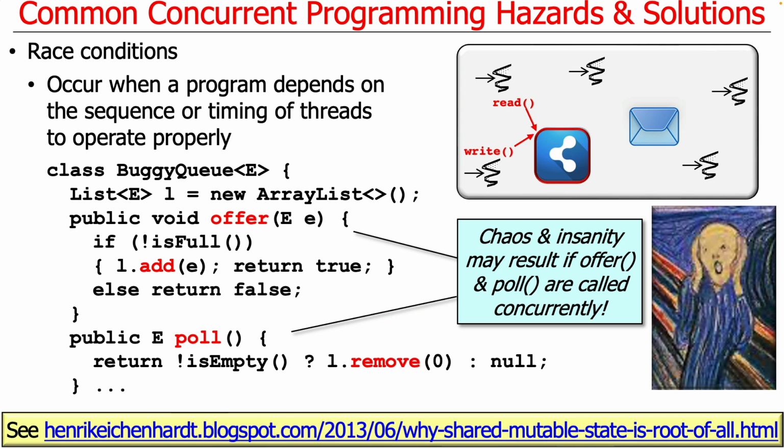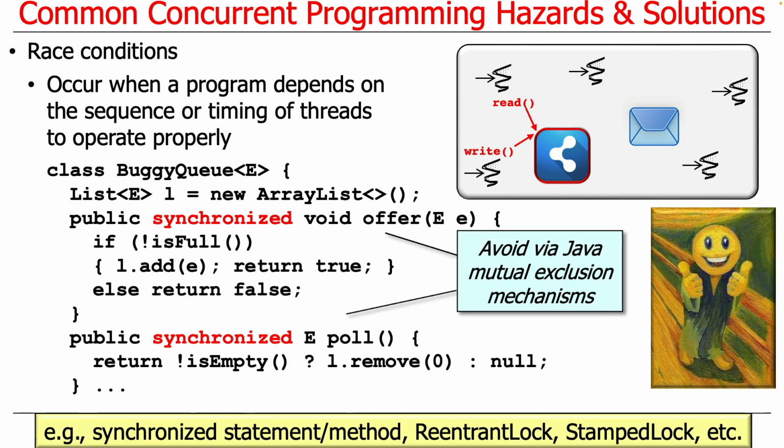There's a funny article called Why Shared Mutable State is the Root of All Evil in Concurrent Programs. And they're right. Now, how do you fix this type of problem? There's a whole slew of ways to fix this type of problem. Probably the easiest way to do it is simply to make offer and poll synchronized methods. And synchronized is a keyword that's been built into Java since the beginning of time, the mid-90s.